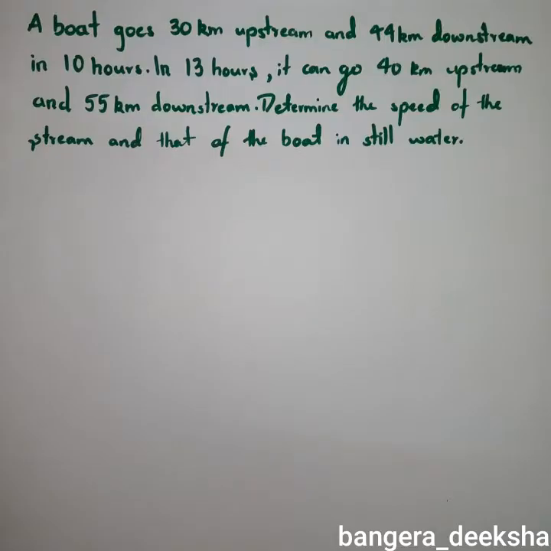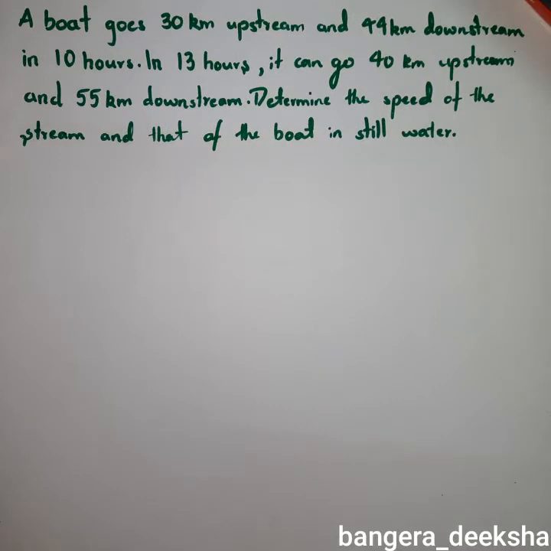Let us look at an example, example 19 from your textbook, which says a boat goes 30 kilometers upstream and 44 kilometers downstream in 10 hours. In 13 hours, it can go 40 kilometers upstream and 55 kilometers downstream. Determine the speed of the stream and that of the boat in still water.